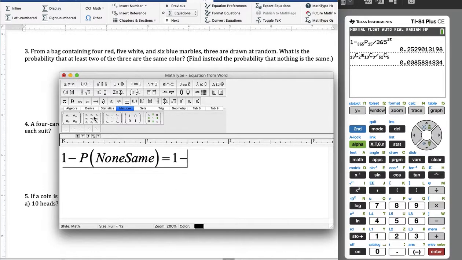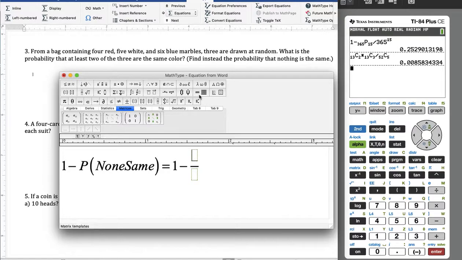Well, it's 1 minus. What does it mean for none of them to be the same? Well, that would mean that all 3 are different. If all 3 are different, that means we get 1 red and 1 white and 1 blue. So we're going to reach our hand into our bag, grab some marbles. We are grabbing 3 marbles. In total, I'm thinking denominator. Denominator in total, we're getting 3 items. Well, there's 4, 5, 6, that's 15 total marbles. We're grabbing 3 of them. We're just going to reach our hand in, grab 3 of them. So there's 15. We're grabbing any 3.